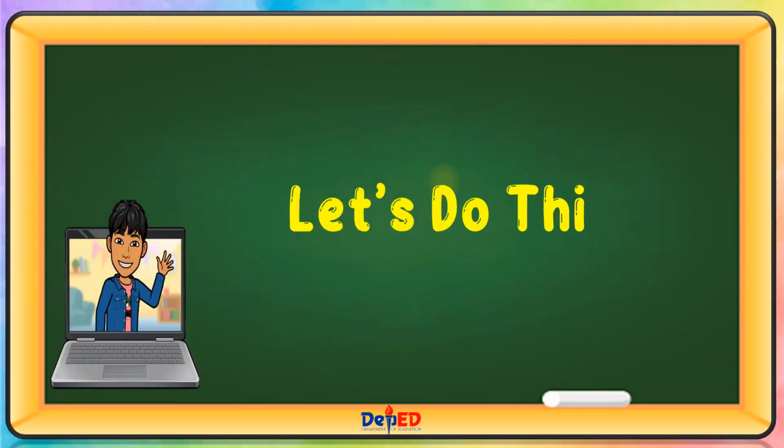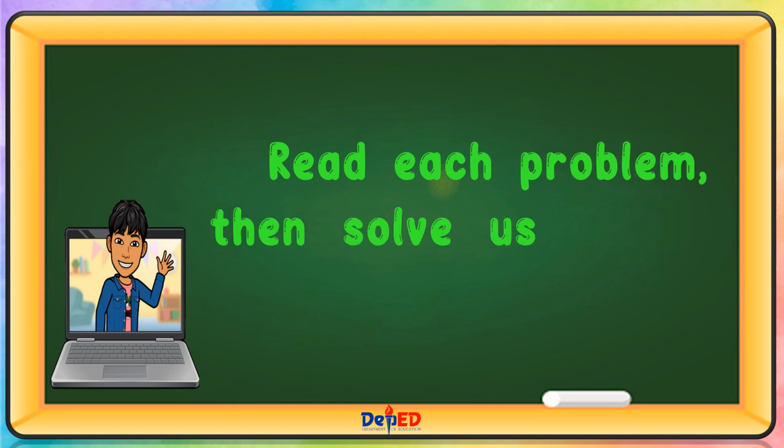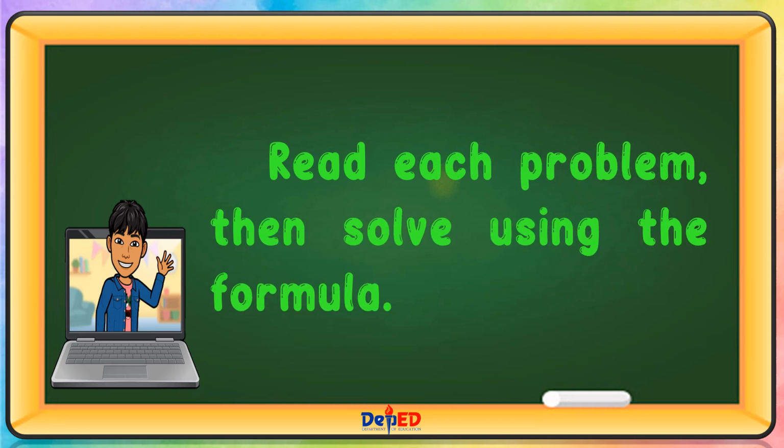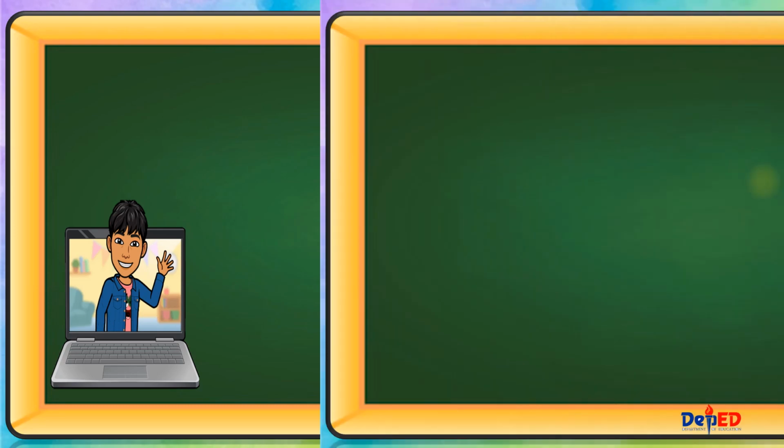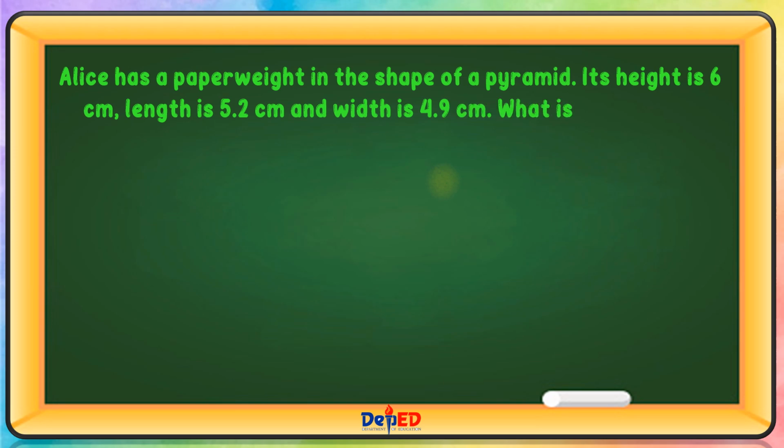Let's do this. Read each problem, then solve using the formula. Alice has a paperweight in the shape of a pyramid. Its height is 6 cm, length is 5.2 cm, and width is 4.9 cm.